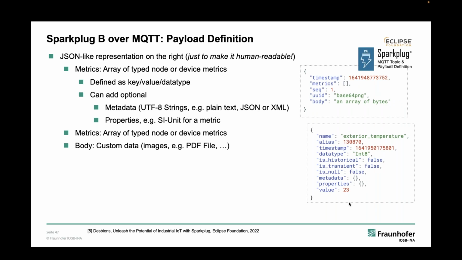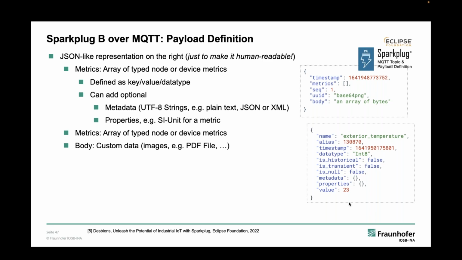Okay, but what's the payload in Sparkplug? Maybe let's look at that for a minute. On the right, you can see a JSON-like representation, but it's just to make it human readable, since we just saw that it's not human readable. It's a binary format. You cannot directly read it, but JSON is always nice to understand data structures.